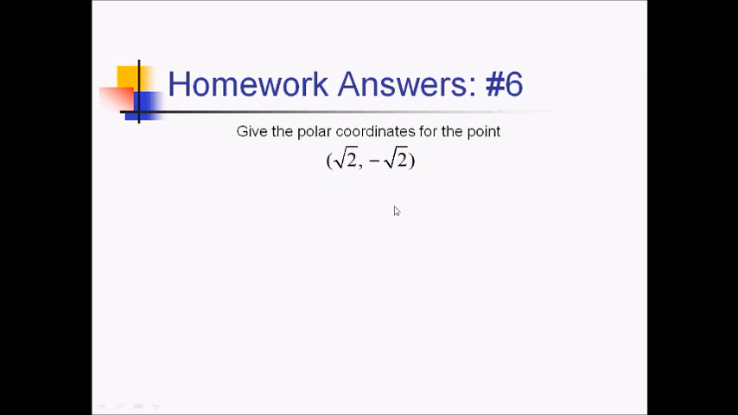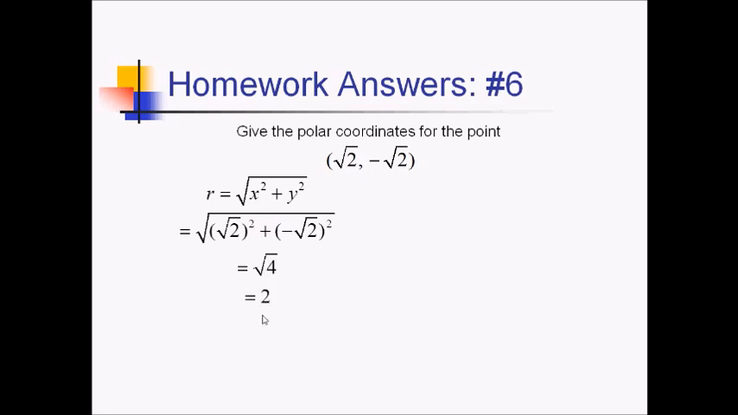For number 6, we're trying to turn this pair of rectangular coordinates into polar coordinates. Let's start by getting the radius. So we've got our Pythagorean theorem here to find that radius. We've got the square root of root 2 squared plus negative root 2 squared. So that's 2 plus 2, which is 4. Square rooting 4 gives us 2 for the radius. Now to find the angle, we'll do tangent for this one. So we'll have to do inverse tan of negative root 2 over root 2. Well, that's really inverse tan of negative 1, which I happen to know comes out to negative 45 degrees.